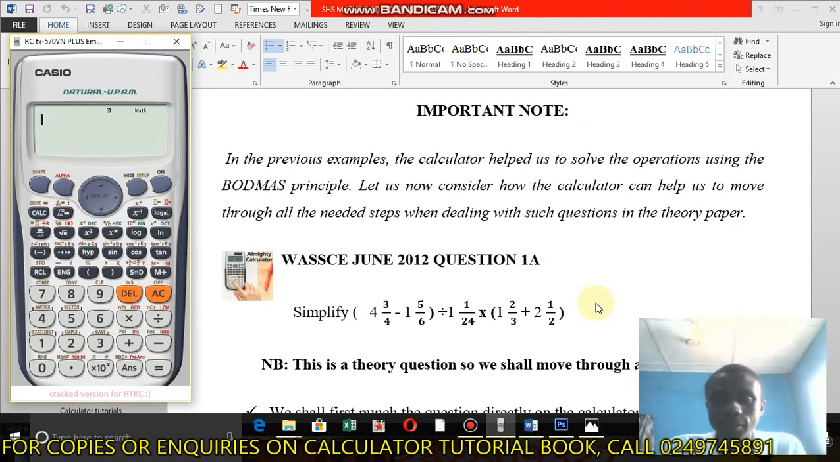In our previous example in BODMAS calculator tutorials, the calculator helped us to solve the operation using the BODMAS principle. Let us now consider how the calculator can help us to move through all the steps when dealing with such questions in the theory paper. As you used to know, we are using our scientific calculator and our Sharp Brain calculator tutorial book.